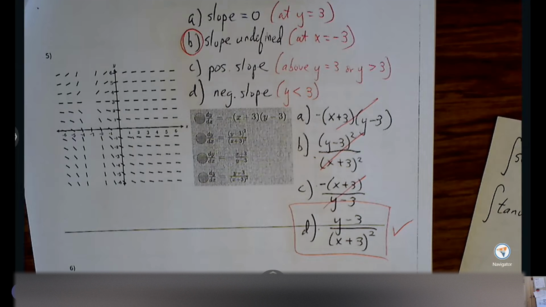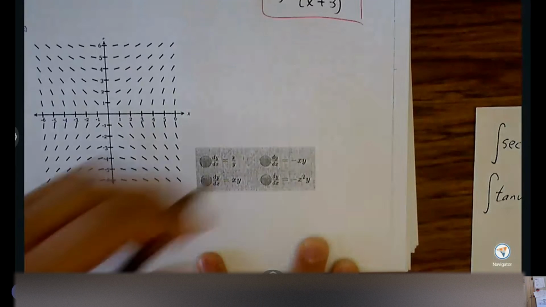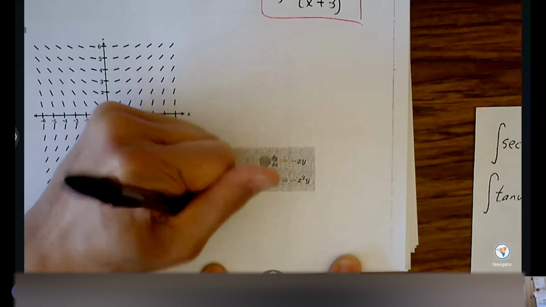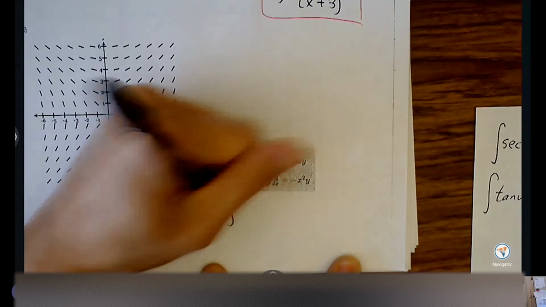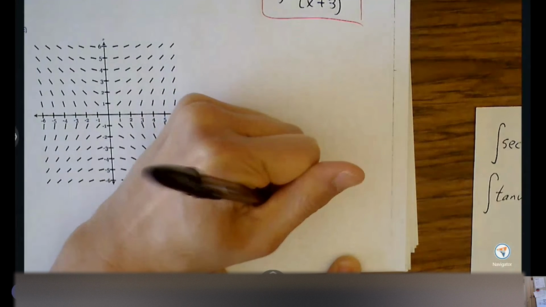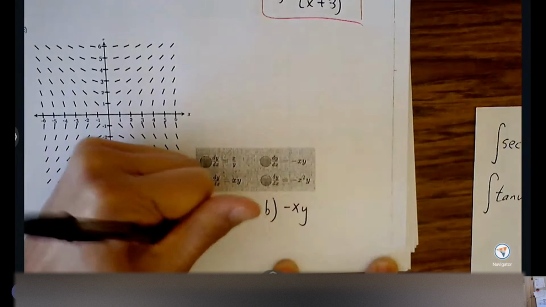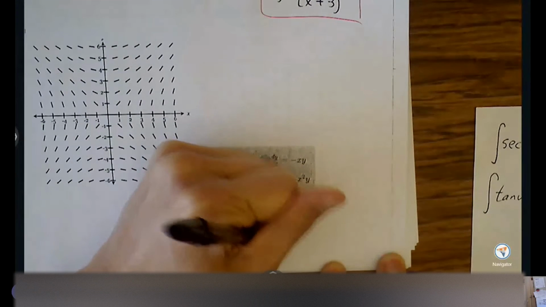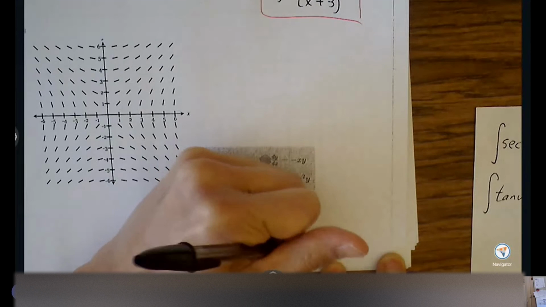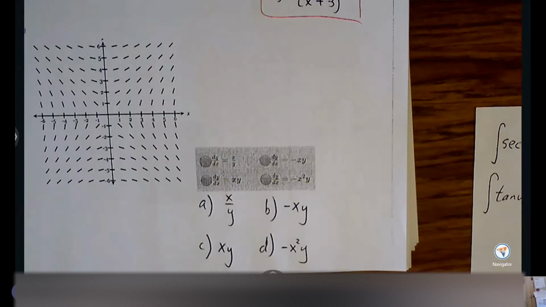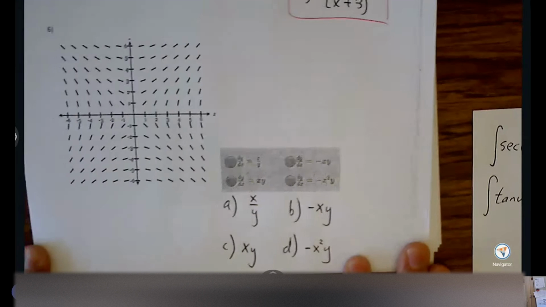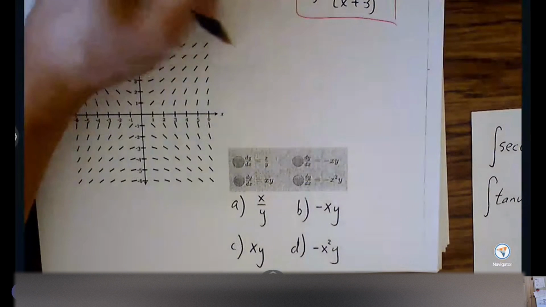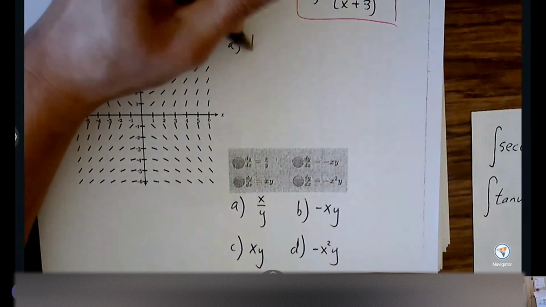Okay. All right, let's do one more here, number 6. Let me write those options here. Okay, so slope 0.